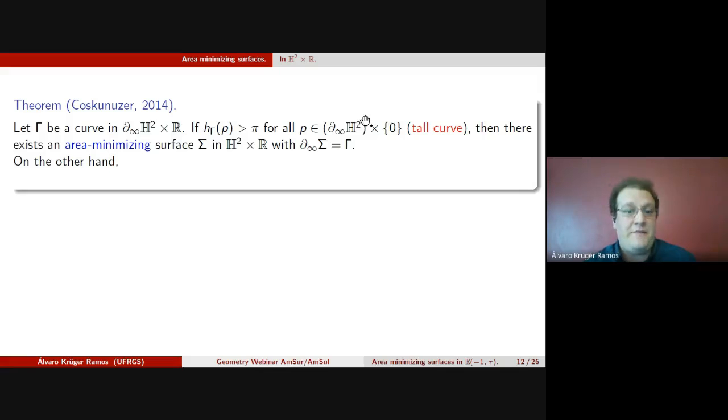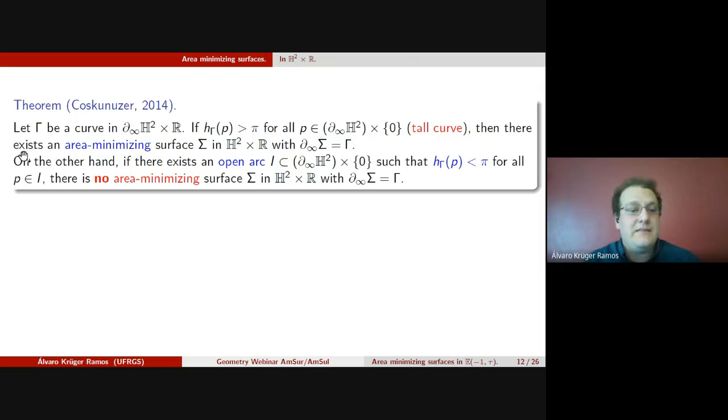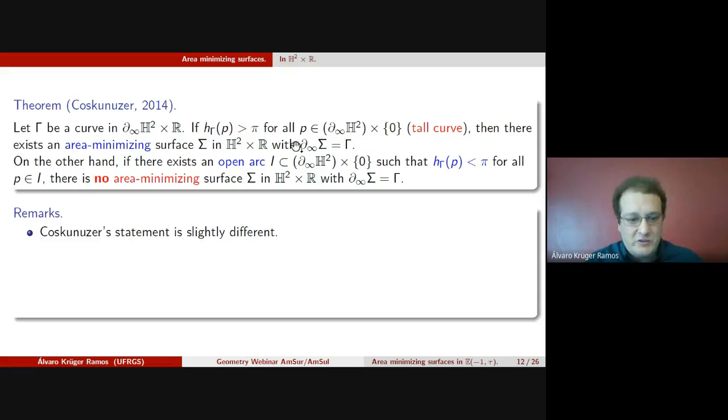On the other hand, if you have an open arc such that the opposite inequality holds, and the height is less than pi for all points in this interval, then it doesn't exist. There is no area minimizing surface with that asymptotic boundary. So some remarks: actually the statement of this theorem is a little different, but it is basically equivalent to the one I am presenting here today.